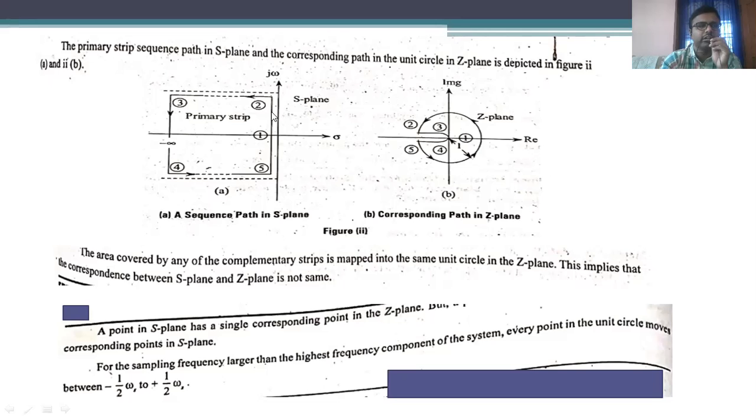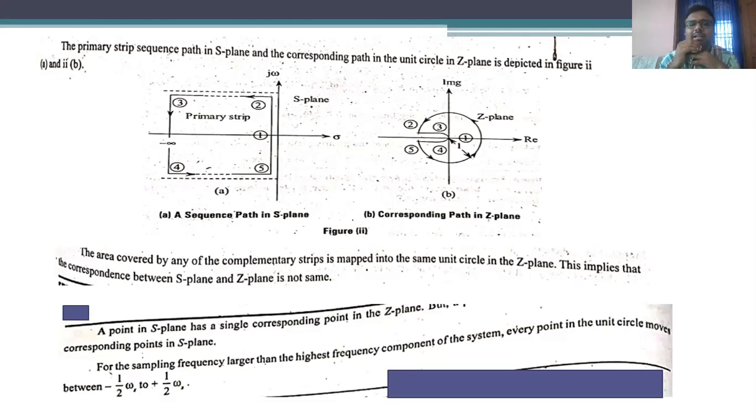If the poles correspond to the complementary strips, those poles have a chance to lie outside the unit circle. Why? Because the correspondence between the S plane and the z plane is not the same with respect to the complementary strips. So in order to produce the highest frequency component of the system, that particular pole has to move between the region from omega s divided by 2 to minus j omega s divided by 2. That means that particular point has to move within the region of the primary strips.